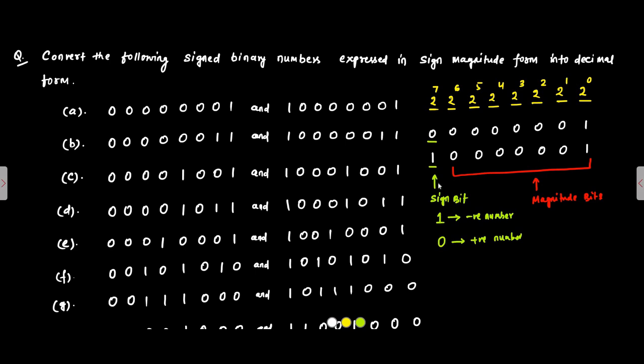Now if you see, for the first number, the MSB bit or sign bit is 0, so it is a positive number, that is for sure. What is its magnitude? It is only this bit position, weight position 2 to the power 0, where there is a 1 bit present. So it is plus 1. And for the second one, the sign bit is 1, so it is a negative number, but it has the same magnitude bits as the first one. So the magnitude is 1, sign is minus, so it is minus 1. Plus 1 and minus 1. Similarly, we'll do the second one.